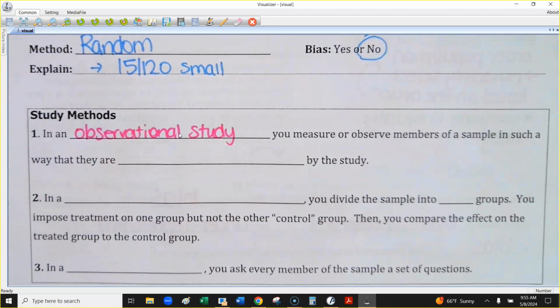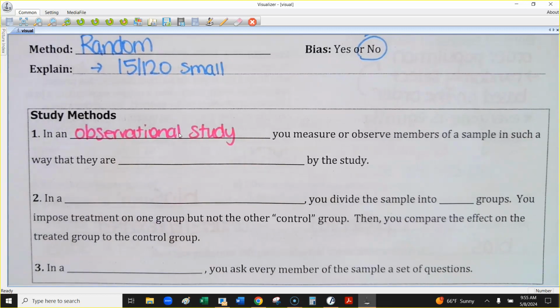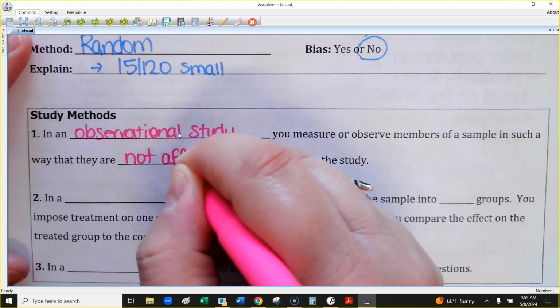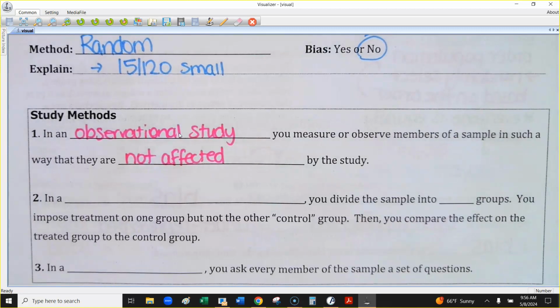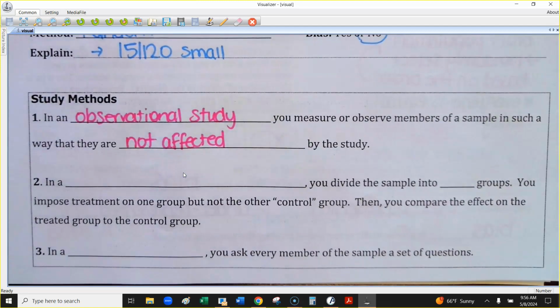What you do is you measure or you just observe your sample in a way that they are not affected by the study. Not affected. So you're just going to literally observe somebody. You don't interact with them. Just write down what they're doing. You don't affect their opinion or whatever activity they're working on.